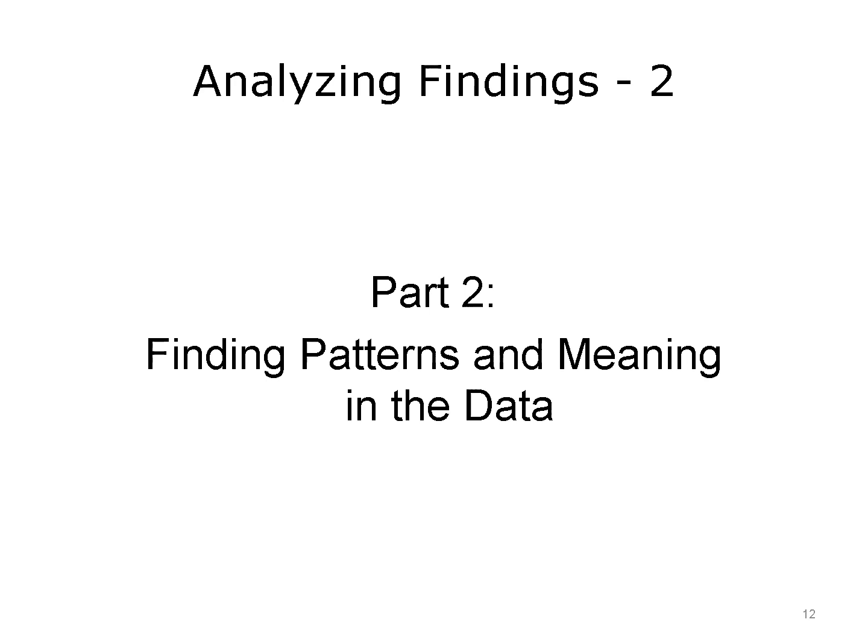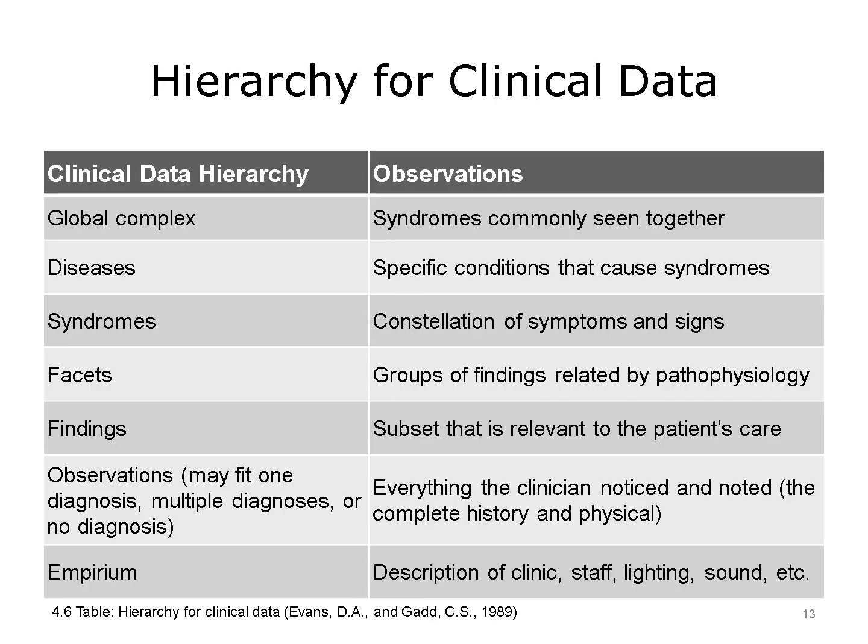The next step is to try to find patterns and meaning in the data, connecting the patient's symptoms and signs to what the clinician knows about the pathophysiology and manifestations of disease. One way to understand how clinicians organize and reduce clinical information to make sense of it is to use a hierarchy of clinical data. One such hierarchy was described by Evans and Gadd. Moving from the bottom of this table to the top, information is aggregated into progressively higher level groupings.